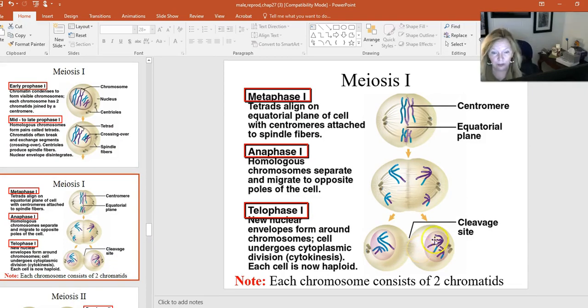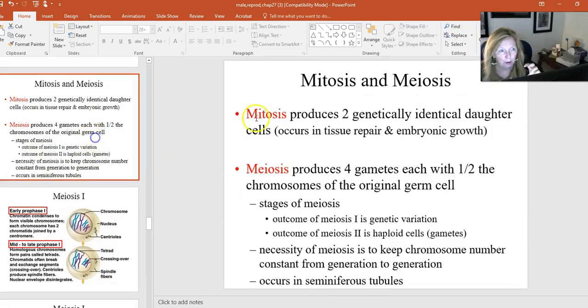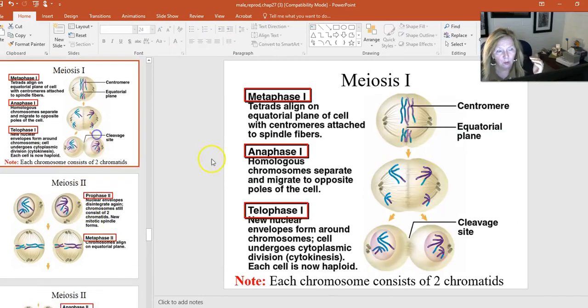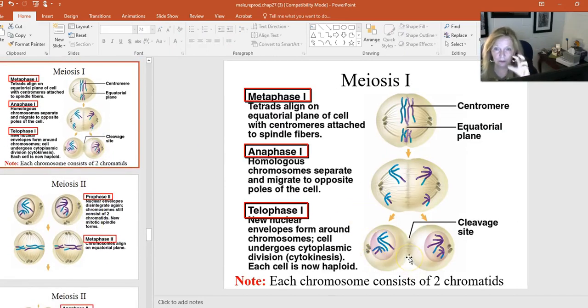So after the first division, you end up with 2 cells that have half the number of chromosomes. They're already in what's called a haploid number, and that means half the chromosomes. It's called haploid. Okay? So after the first division, it's 2 cells, 1 cell divided into 2. They're already in a haploid situation.